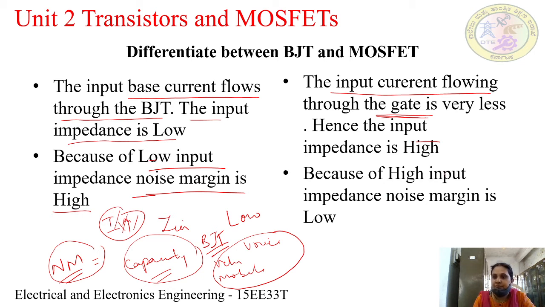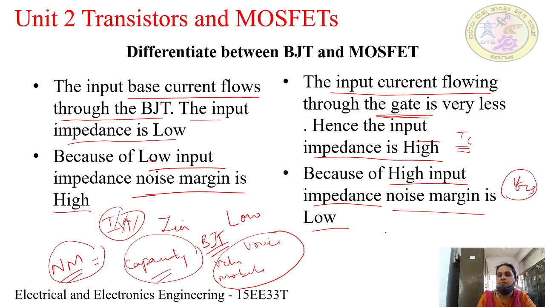This device is controlled by the VGS. So only voltage is responsible for us. The gate current is not a concern in this case. Because the current is very small, or not utilized at all, its input impedance is high. So if the input impedance is high, automatically the noise margin will be low. So the ability to tolerate signals will be very low here.